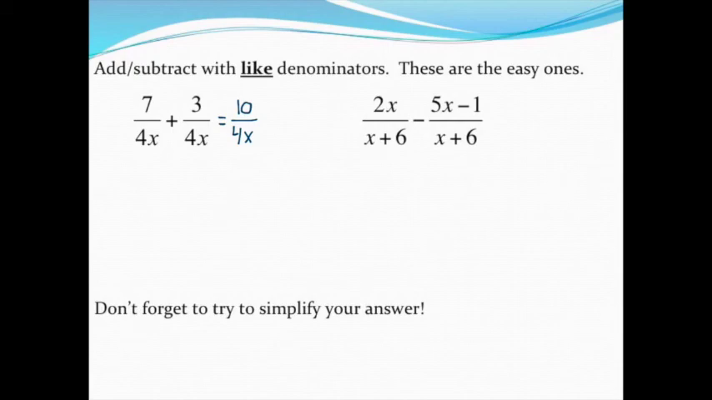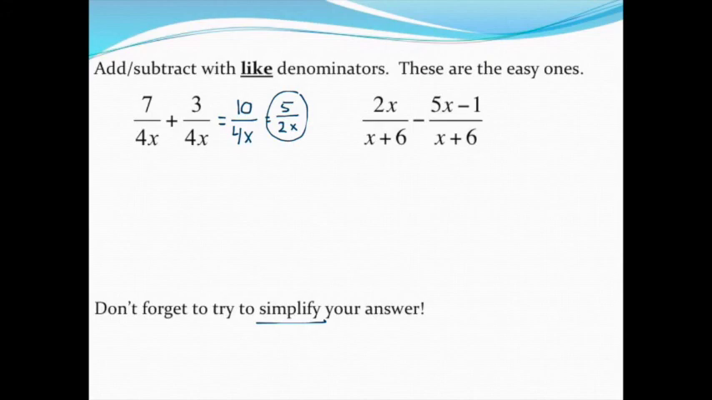Now, we still have to always check for ways to simplify our answer, using those tricks we have seen in a previous lesson. So in this case, nothing is able to be factored, but 10 over 4x can be simplified. I could divide each of those numbers by 2 and be left with 5 over 2x as my simplified answer. Okay? Next example, same idea.